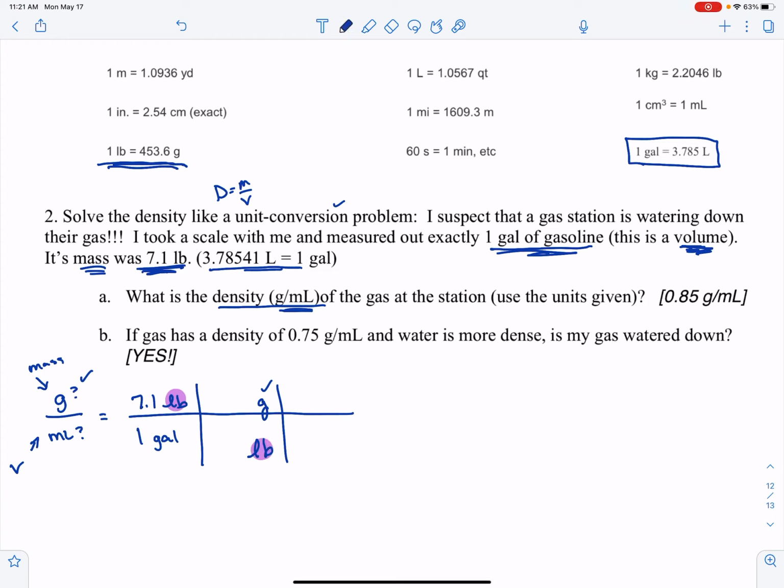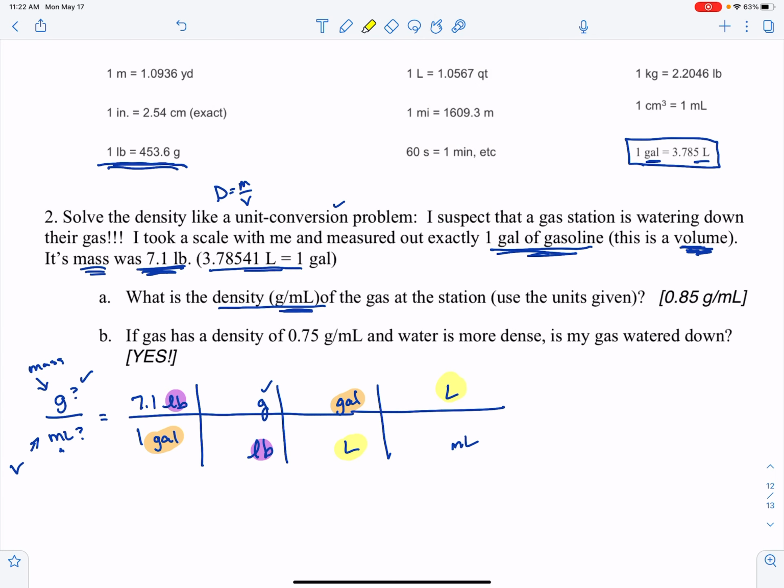Now, remember, you can do any diagonal. It's just kind of weird feeling. So we're going to take this one up to the top, gallons. And here it says we can go from gallons to liters. But the problem is in milliliters, so I need to do one more step. Again, I throw the liters up, and then I can take it to milliliters. So you'll notice my gallons are a diagonal, so they'll cancel. And then my liters are a diagonal, so they'll cancel.